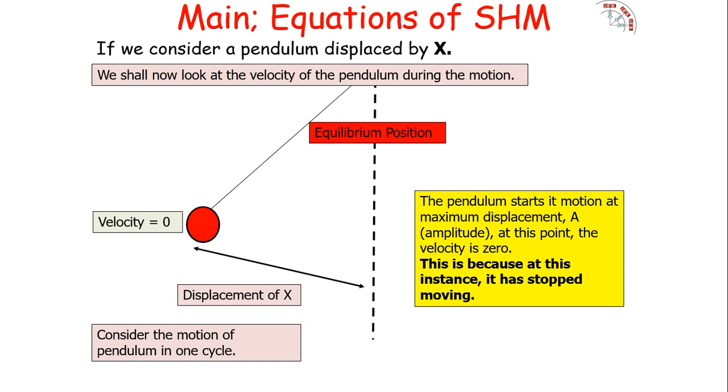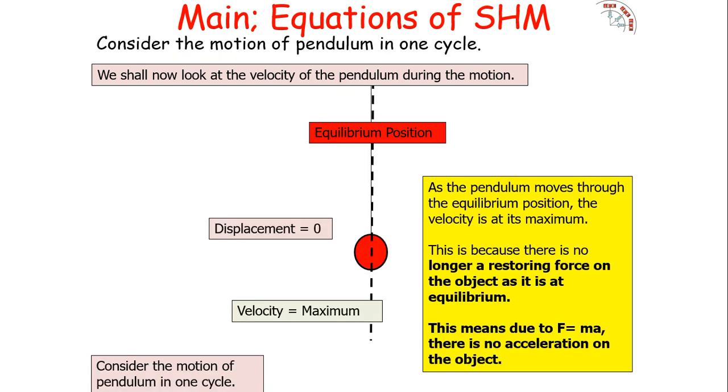Now, let's consider the velocity. If we have a displacement of x, once you've got a maximum displacement, you're going to have a zero velocity. At that instant, when you've got the amplitude as your displacement, your velocity will be zero, because you can't go any further than the maximum point possible. So it has stopped moving at the maximum displacement.